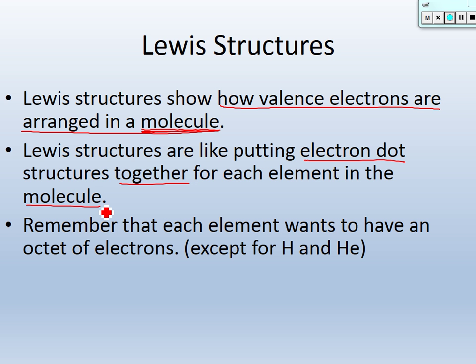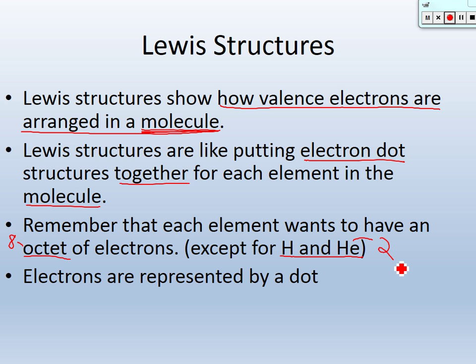Remember that each element wants to have an octet of electrons. How many is an octet? 8. Please make that note. An octet is 8 electrons in its highest energy level, or they're called valence electrons. But what about hydrogen and helium? How many do they want? 2. Please make that note. Their octet would be 2. Their highest energy level, they want 2 electrons in it. Everyone else, though, they want 8.